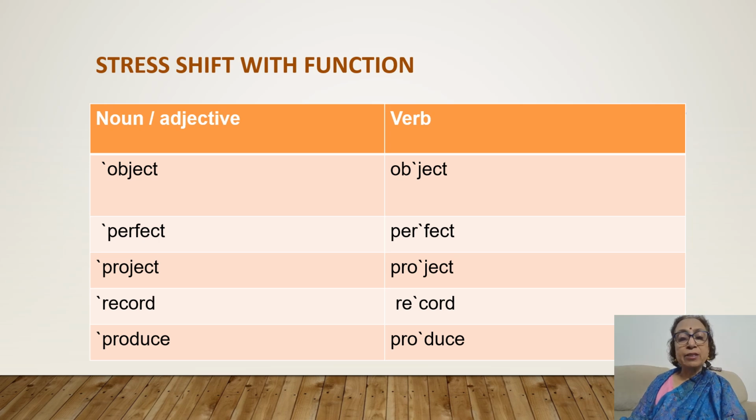Similarly, perfect, perfect. Then you have perfect, perfect. Per becomes small, fect becomes more. Then you have project, noun form, project. And the verb project, you show, you display, then you say project. Record. Cud is small. Re gets lot of stress. Noun form. The verb form record. Not cud, but cord. Same spelling, but different pronunciation.